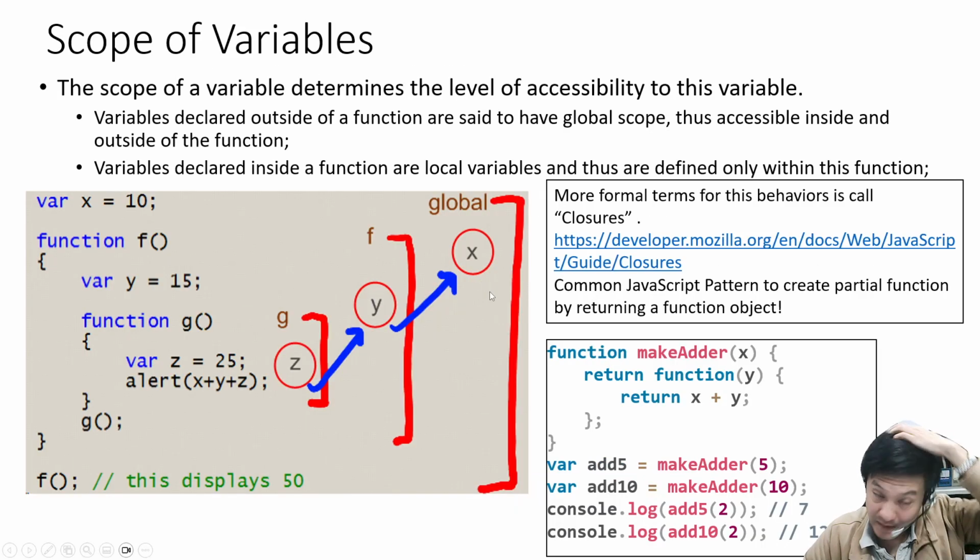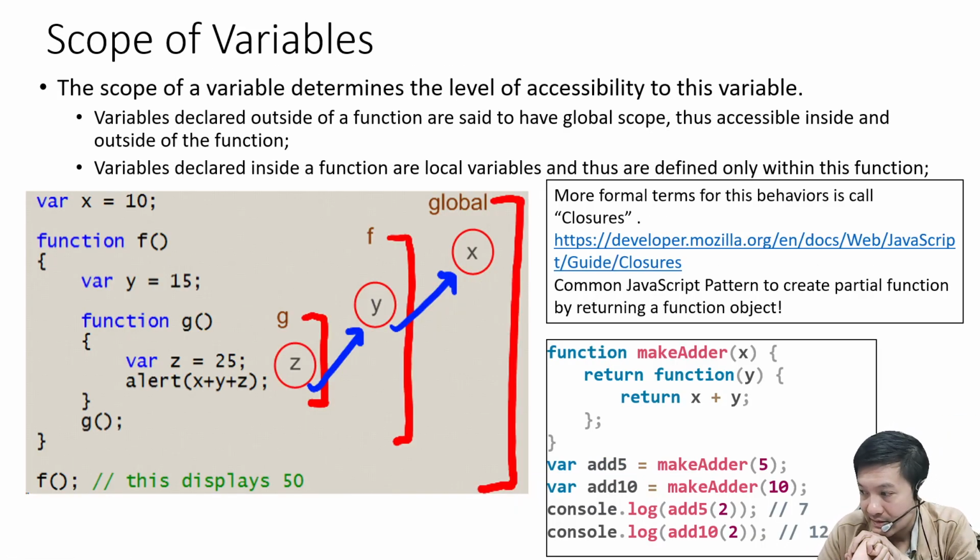Scoping is a very complicated topic in JavaScript. JavaScript is different from other programming languages, for example Java, C Sharp, or C, since they have different scoping logic. What is scoping? Scoping of a variable is about whether you can use or access a variable, that is its scope.